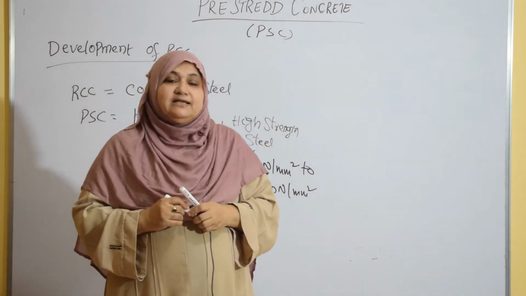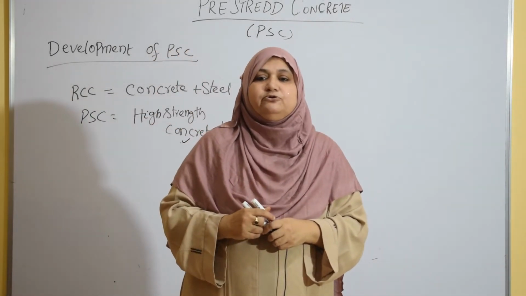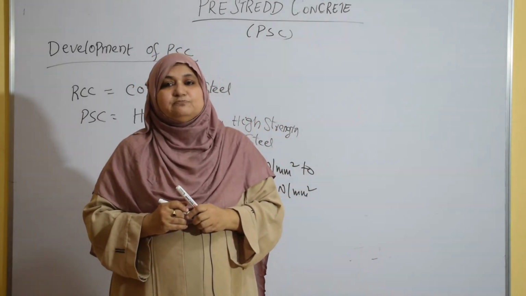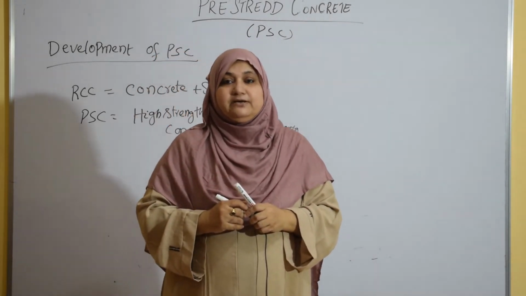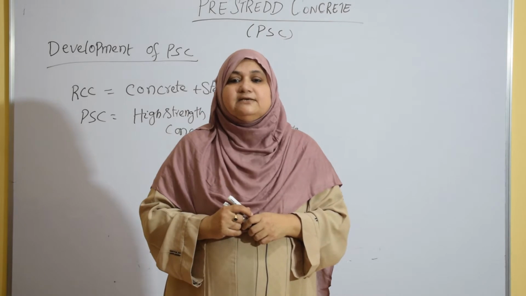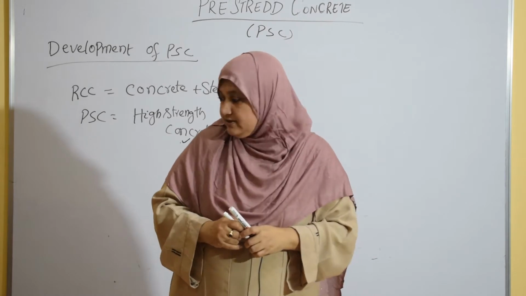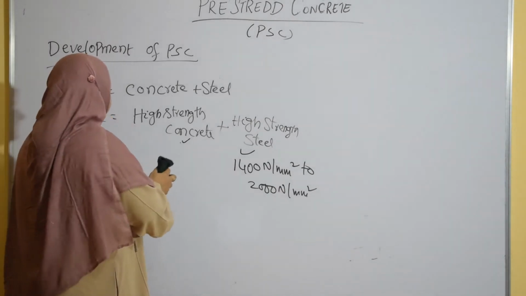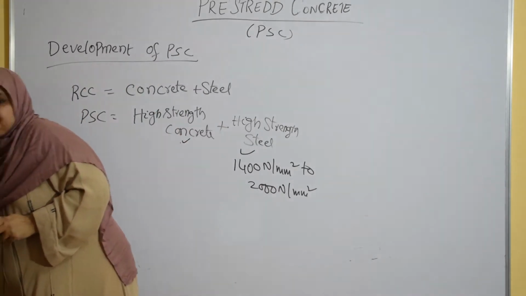Suppose I take 1400 Newton per mm square. If initially a steel bar is stressed to 1400 Newton per mm square, there will be a large stress in the high tensile reinforcement. Even after you deduct the losses, which we will encounter in pre-stressed concrete, you will still get a huge amount of tensile stress in the steel. Therefore, we use high tensile steel in pre-stressed concrete, right? So between 1400 to 2000 Newton per mm square will be used.